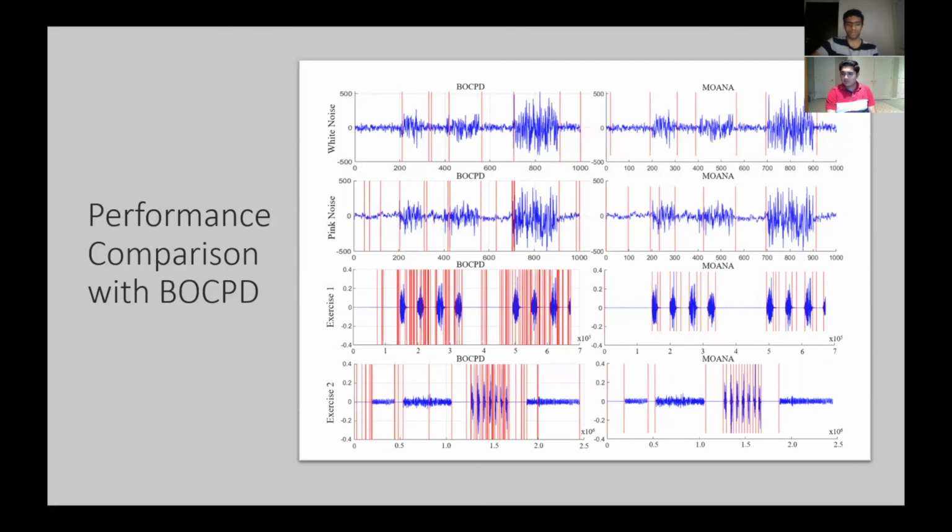This figure provides a visual comparison of the change points detected by BOCPD and Moana. We see BOCPD's lower precision is manifested as a large number of false detections. It is clear from the figure that Moana outperforms BOCPD on synthetic noise data and real vocal exercises.